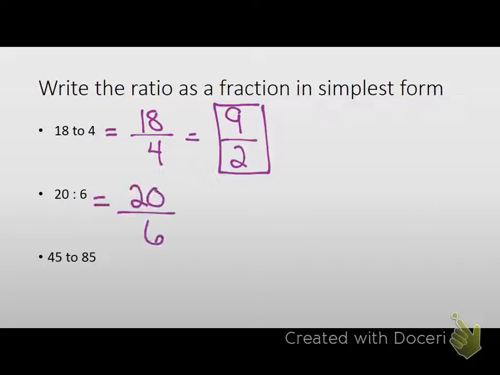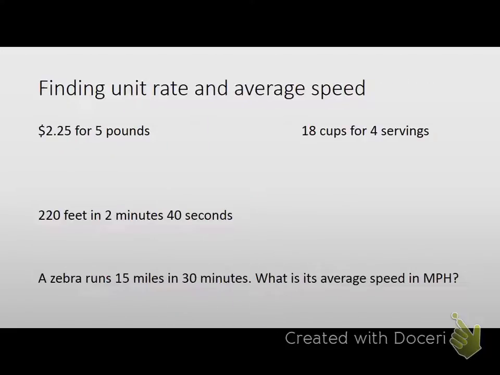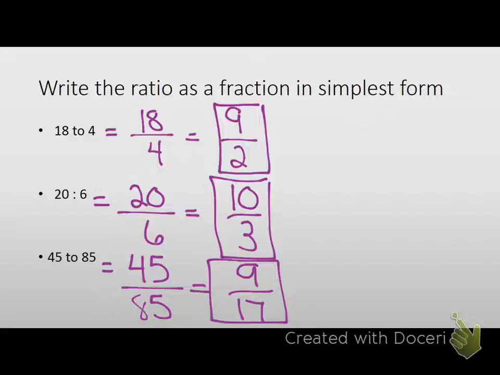20 over 6 reduces to what? 10 over 3. And 45 over 85? 9 over 17. All right. Did y'all get all 3 of those?